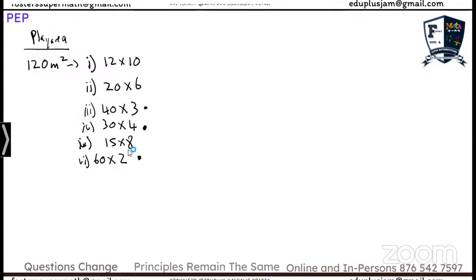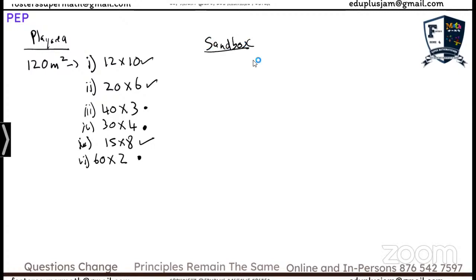So if we look at each of these, 40, that definitely cannot hold on the grid. 30, that definitely cannot hold on the grid. 60, that definitely cannot hold on the grid. So that means that these are our three options. And I need you guys to choose the option that you're going to use. That's the play area. Let's look at the next one.